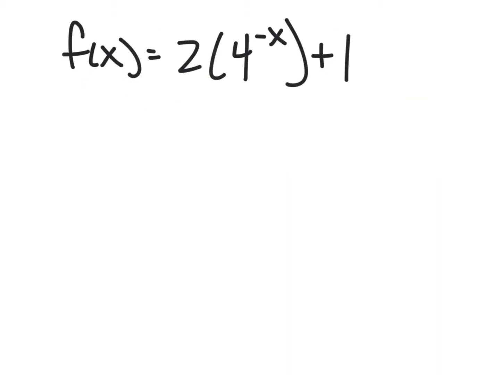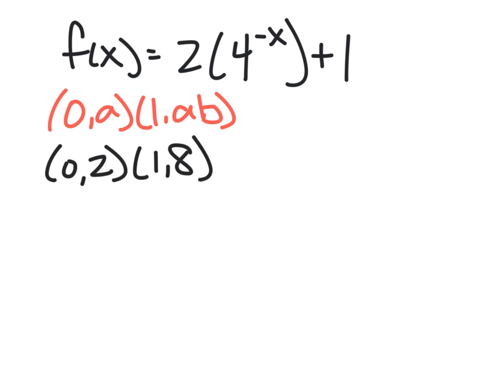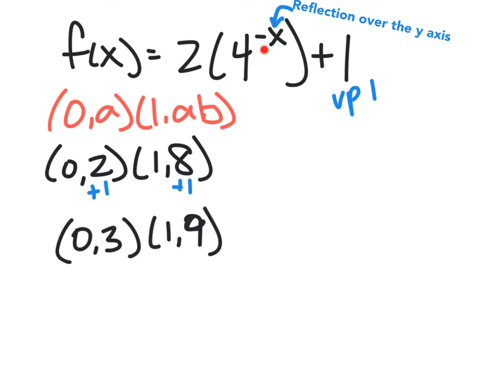Alright, so let's look at 2 times 4 to the negative x, plus 1. The first thing I'm going to need are my (0, a) and (1, ab). So I've got (0, 2) and (1, 8) for 2 times 4. Next we see that this plus 1 means up 1, so I'm going to add 1 to the y values. And finally, because of this negative right here, that's a reflection over the y-axis.